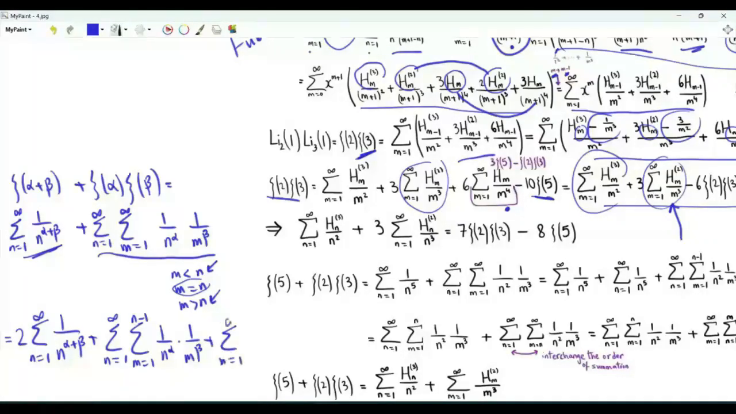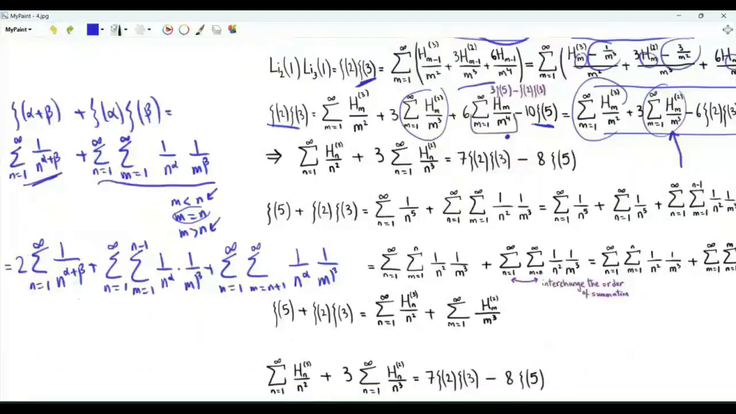Lastly, we have the summation over positive integer n, summation m from n plus 1 to infinity, of 1 over n to the alpha times 1 over m to the beta. We have two copies of this sum. We can merge them into these two, changing n minus 1 to n and n plus 1 to n. We have summation n from 1 to infinity, summation m from 1 to n of 1 over n to the alpha, 1 over m to the beta, plus this double sum.